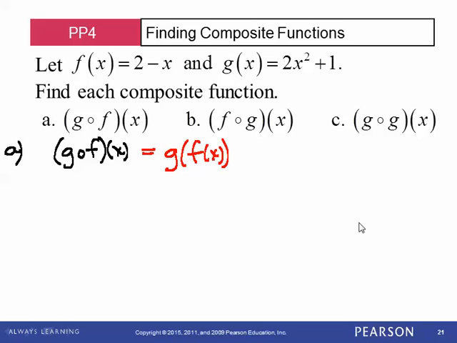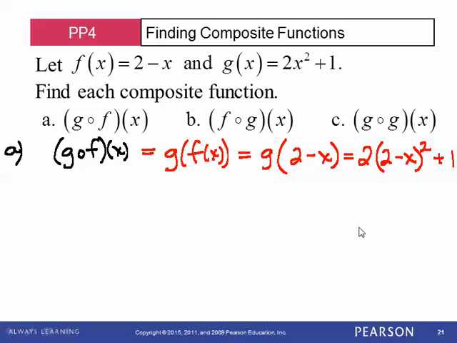Alright, let's do it together here. Since I'm the one who messed up, I guess I should let you guys off the hook a little bit here. So, g of x is 2 minus x. I'm going to plug that into the g function. If I do that, this would be 2 times (2 minus x) squared plus 1. Good there? A whole bunch better this time?